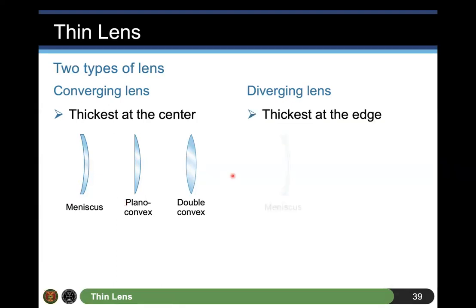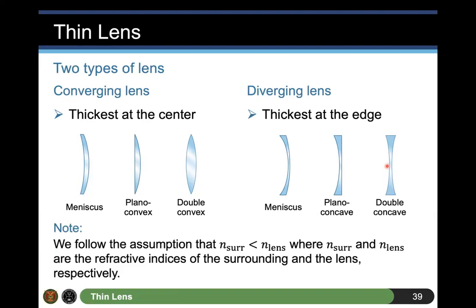Now, for the diverging lens, they are thickest at the edge, as compared sa converging lens. So meron tayong diverging meniscus, plano concave, and double concave. Makikita natin, mas thick sila dito sa edges as compared sa center. And some notes, we follow the assumptions here that the index of refraction for the surrounding, yung nasa labas, should be less than the lens index of refraction, for them to be considered thin lenses.